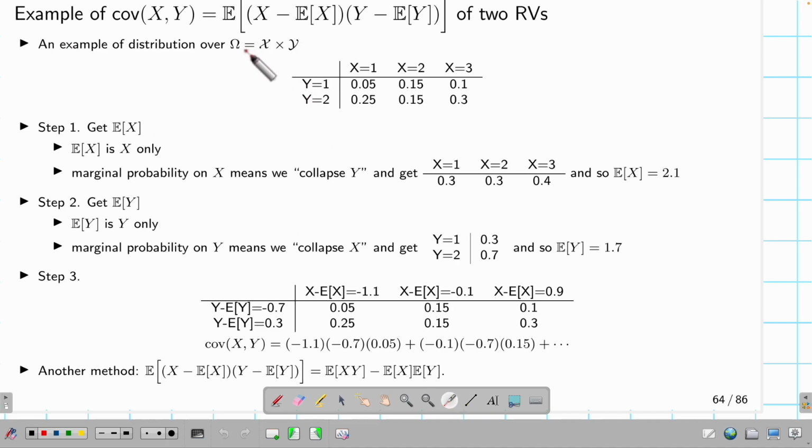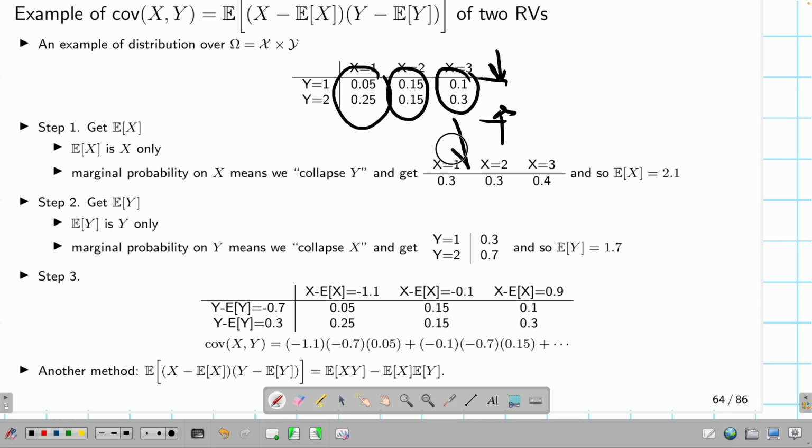Example, so suppose I have this sample space of x and y, and these are the joint probabilities. So by definition, you need E[x] and E[y]. So I need E[x]. E[x] is on x only. That means I only want the marginal probability of x. That means I should collapse y. Imagine I squeeze the table like this, so that these two become 1, these two become 1, these two become 1. I squeeze the table, so it gives me this table. Okay? So this table is basically I sum all the columns. So this gives me 0.3, this gives me 0.3, this gives me 0.4.